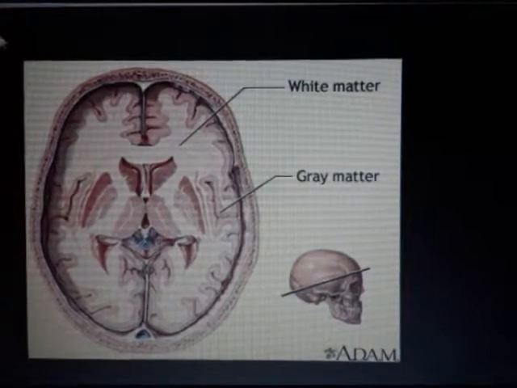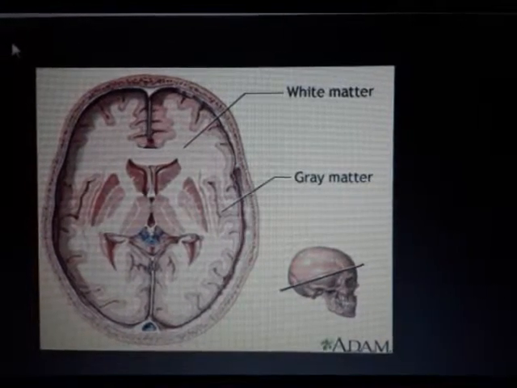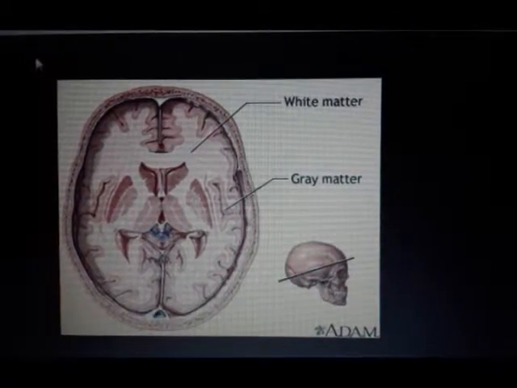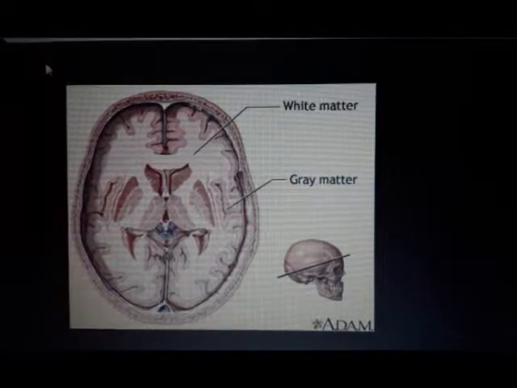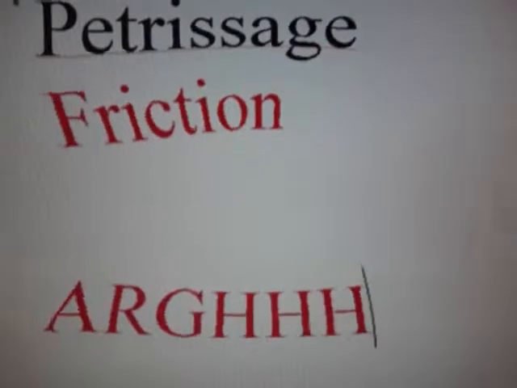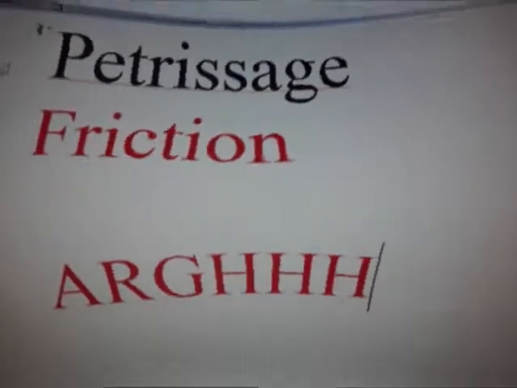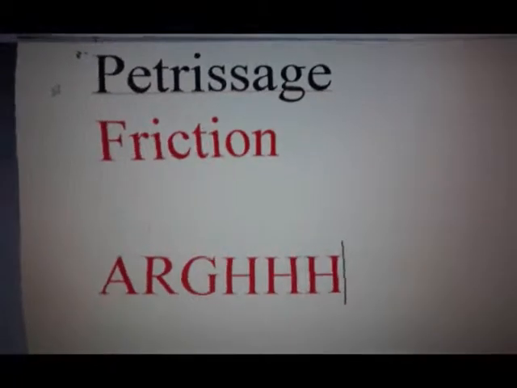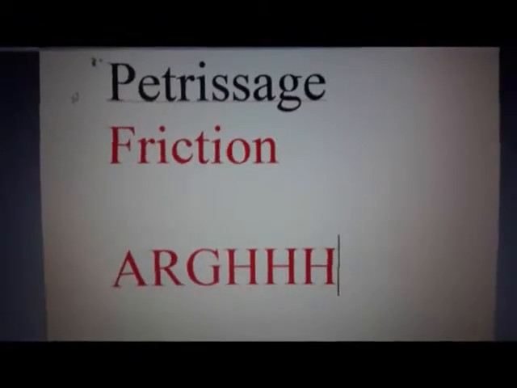What are the 2 types of tissues making up the brain, and where are they found at? 2 types of tissues, gray and white. Gray matter is found on the outer side, while white matter is found on the inner side. Name the kneading manipulation performed in massage therapy. Petrissage and friction.